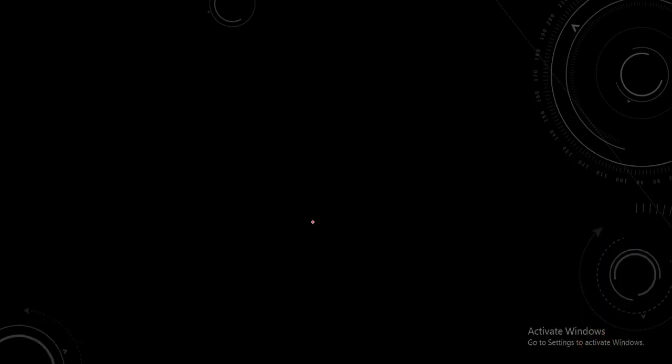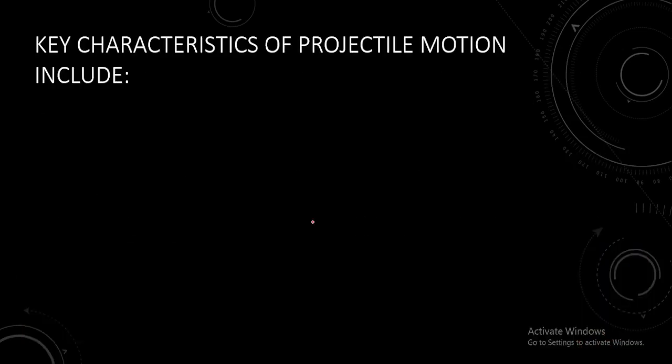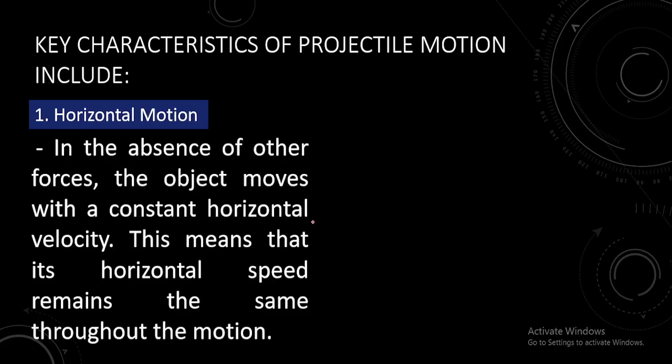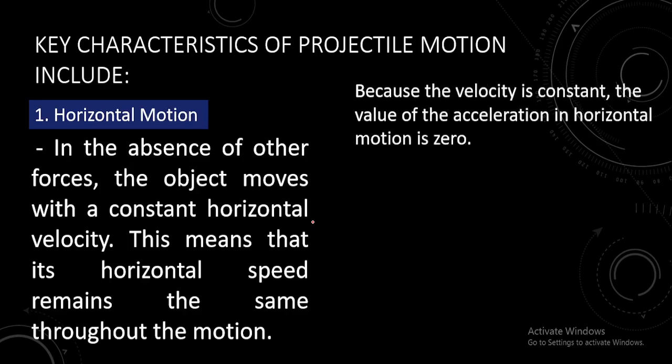Okay, the key characteristics of projectile motion include: one, the horizontal motion. In the absence of other forces, the object moves with a constant horizontal velocity. This means that the acceleration along the x-axis is 0. This also means that its horizontal speed remains the same all throughout the course of motion. Because of that, we can say that a sub x is equivalent to 0 meters per second.